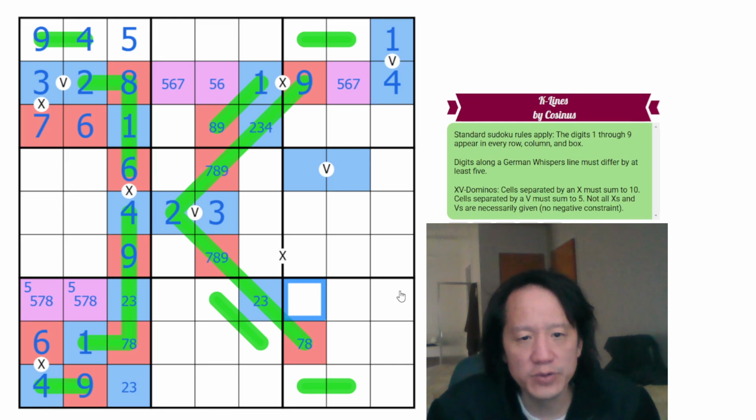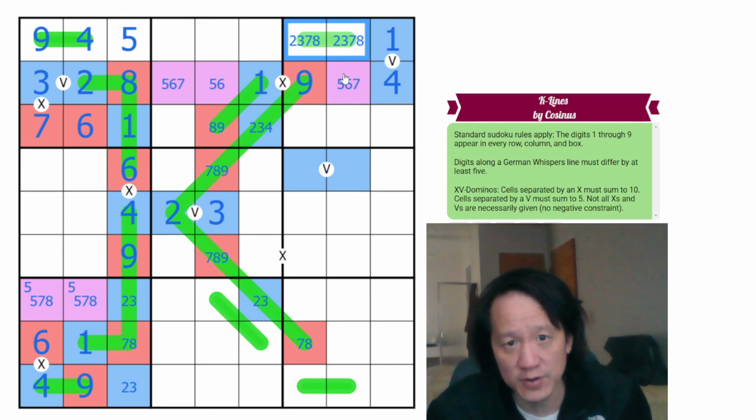Let's see, what else do we have? So one of these has to be low, and one of them has to be high. So the low is either 2 or 3, and the high could be, if it's 2, it could be 7 or higher. If it's 3, it has to be 8. So it has to be 7 or 8 with it.